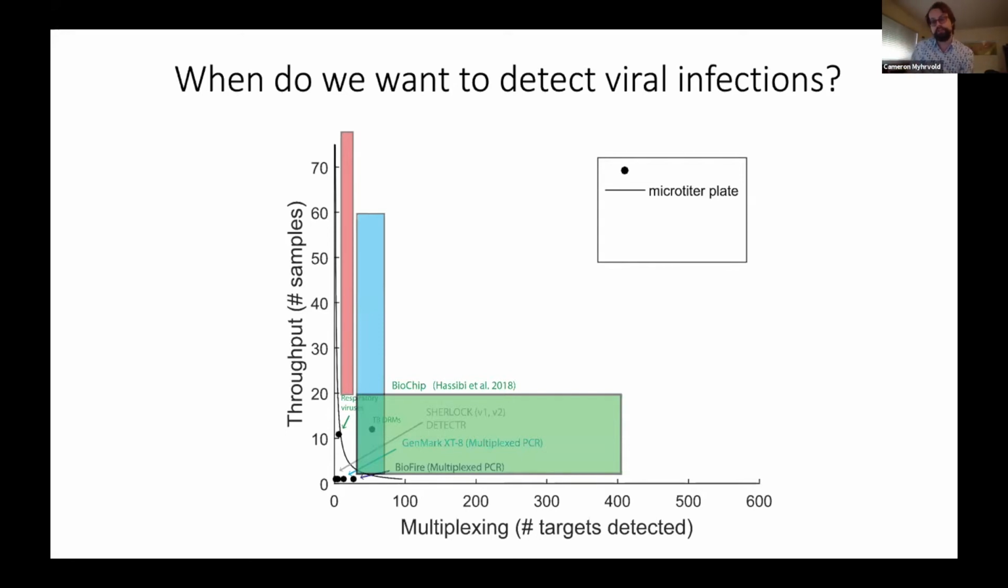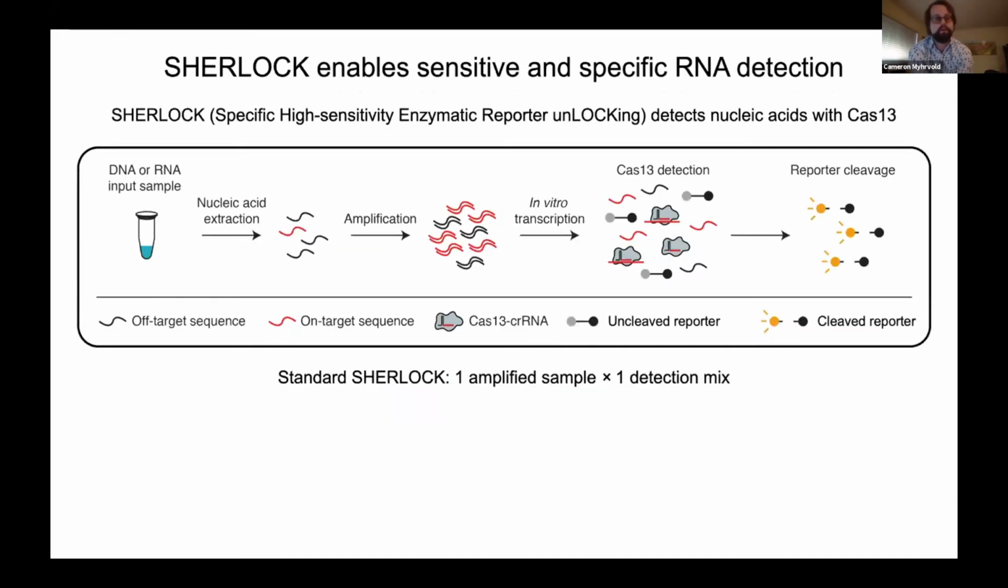And Cheri will tell you just shortly how we plan to do that. But first, let me tell you about SHERLOCK, which is the CRISPR-based detection technology that underlies CARMEN. And the way that SHERLOCK works is you start with a DNA or RNA sample, you extract nucleic acids, you amplify those nucleic acids, convert that amplified double-stranded DNA to RNA, and then use Cas13 to detect that RNA.